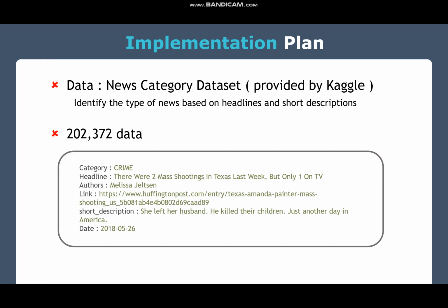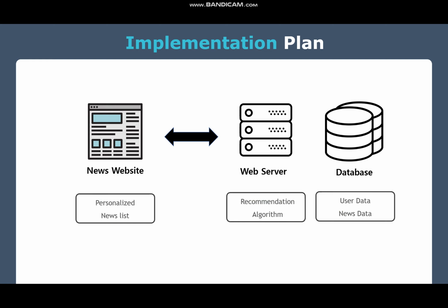Now, we need to make the recommendation system in the real world. With this data, we will make the news website which shows the personalized news for specific users. In the server, we will build a recommendation algorithm to recommend the personalized news. And in the database, they have news data, user data, and user history, and so on.